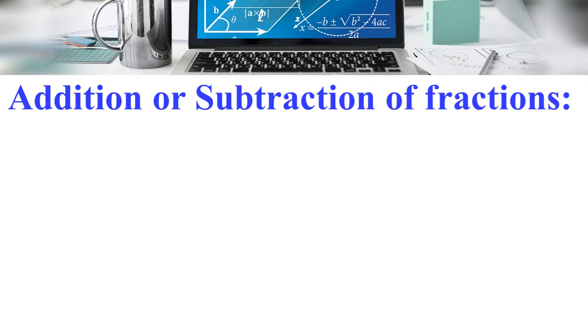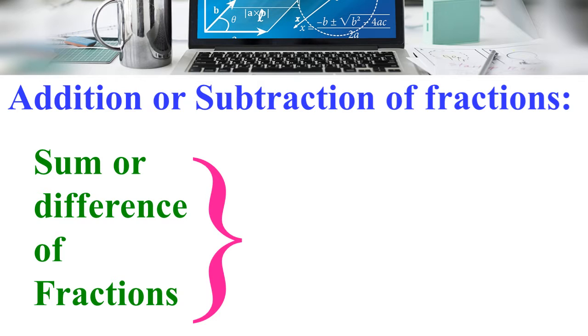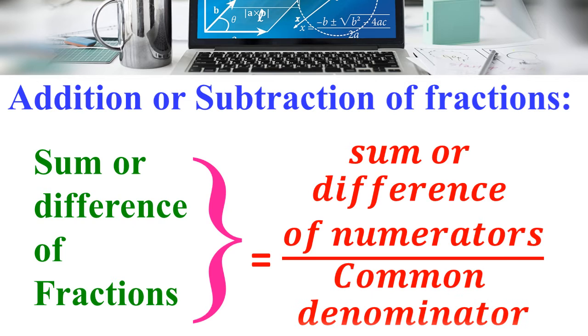So first let us see the formula for addition or subtraction of fractions. To find the sum or difference of fractions is equal to the sum or difference of numerators upon the common denominator, that is, sum or difference of numerators divided by common denominator.